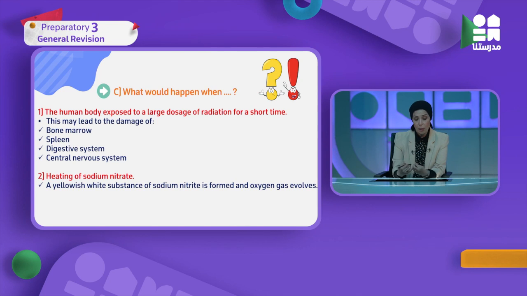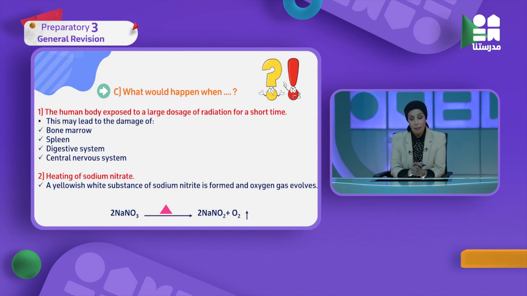Number one, the color. Number two, I have to write the equation without being asked; مش لازم يقول لي، دي part of the mark I will get it لما بكتبها. يبقى yellowish white substance of sodium nitrite will be formed and I'm going to write the equation. إيه الإيكويشن؟ NaNO3, this is sodium nitrate. By heating I have to put the triangle above the arrow، لو ما حطيتوش wrong لأن مش هيحصل thermal decomposition. And it gives NaNO2 which is sodium nitrite, and oxygen gas is released.